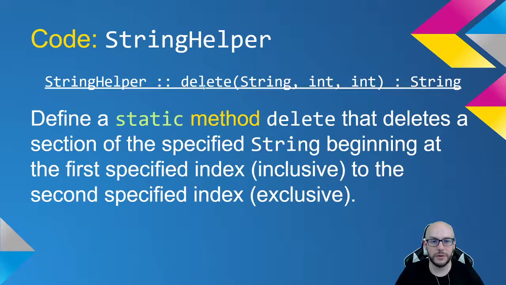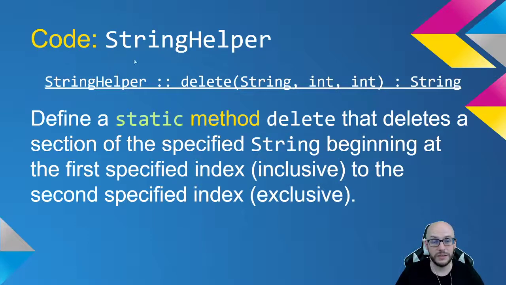And the first method we're going to write is delete. It's going to take in a string and then two ints, which represent indices. Define a static method delete that deletes a section of the specified string beginning at the first specified index, inclusive, to the second specified index, exclusive.